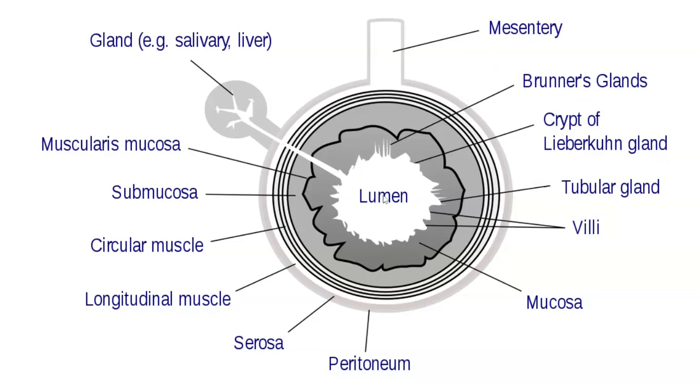Okay, centrally you have the lumen, you have the glands, and you have the muscularis mucosa, the submucosa, the circular muscles, the longitudinal muscles, and the serosa. Next, above the serosa is the peritoneum. Within the mucosa we have the villi, the tubular glands, the crypts of Lieberkuhn, and the Brunner glands.